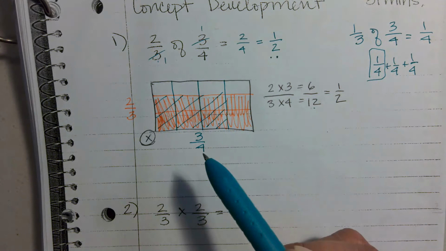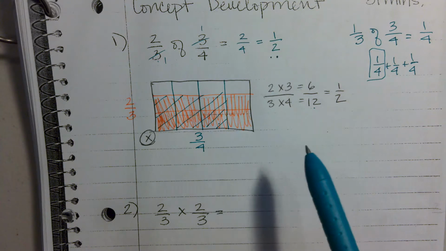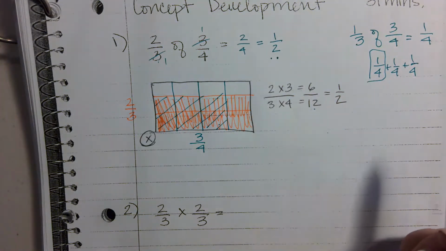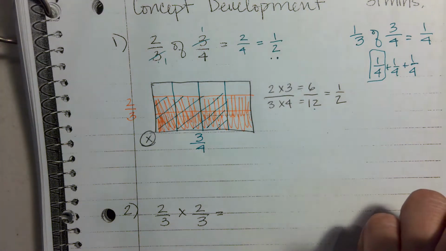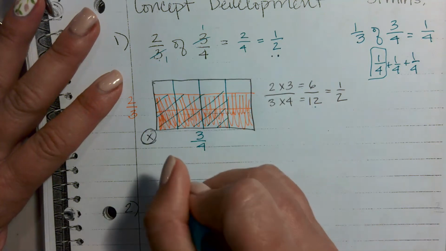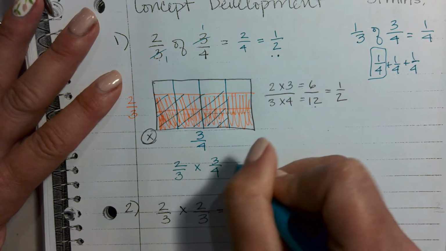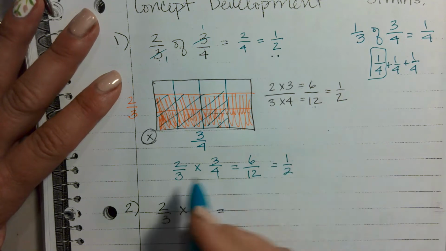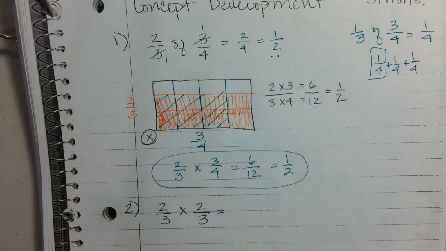So in the rectangular fraction model, there are 12 parts, and we shaded 6 of them. That's half. So both of our approaches, or even all 3 of our approaches here, simplify to 1/2, right? So if we wrote this as a multiplication sentence, it would be 2/3 times 3/4 equals 6/12, which equals 1/2. So this is the actual multiplication sentence. Don't forget about that.